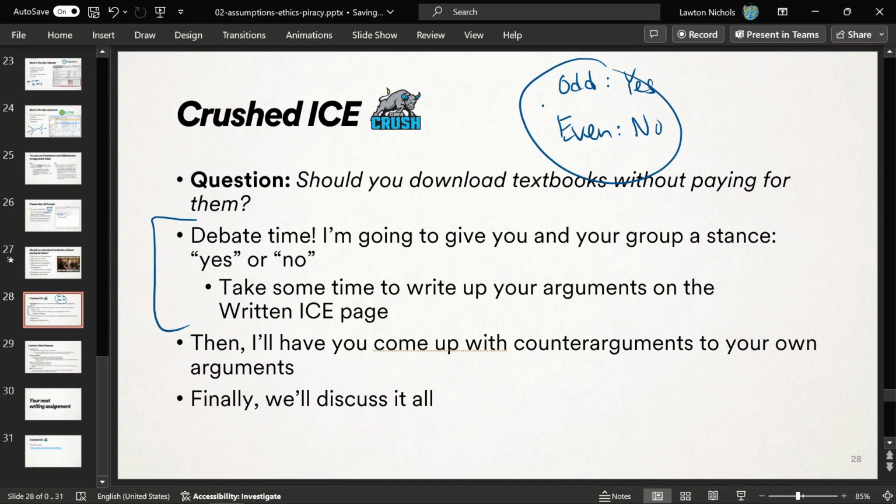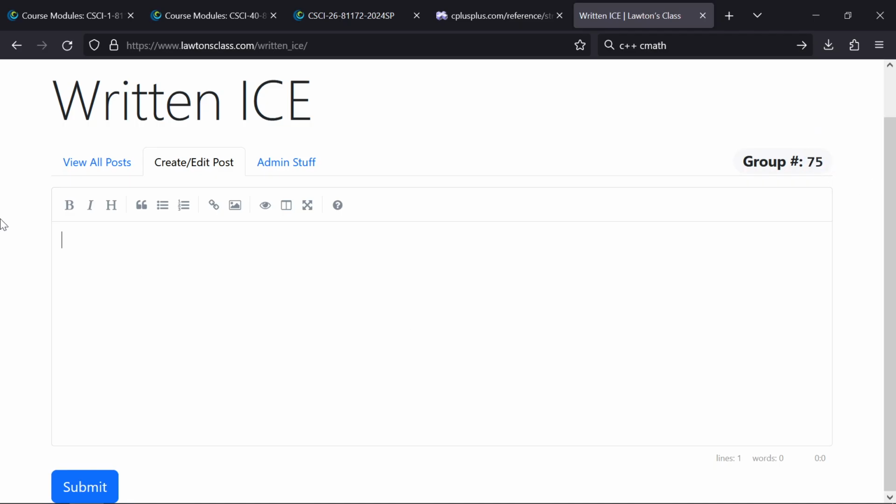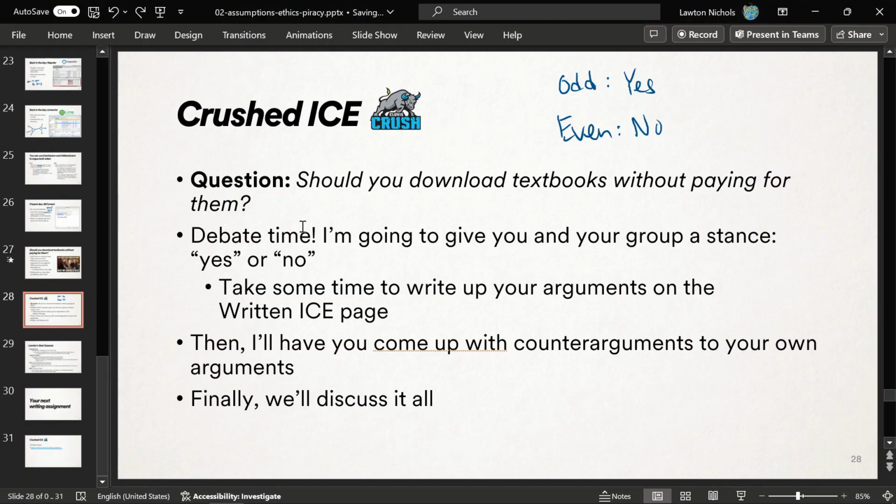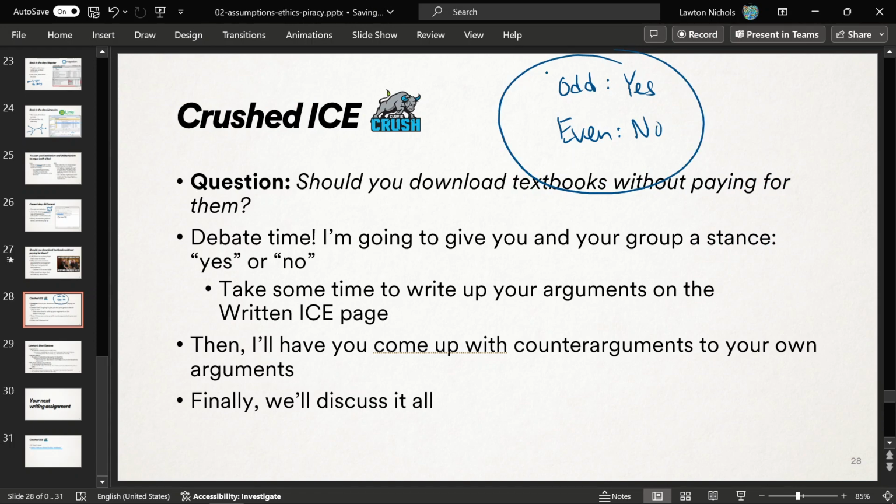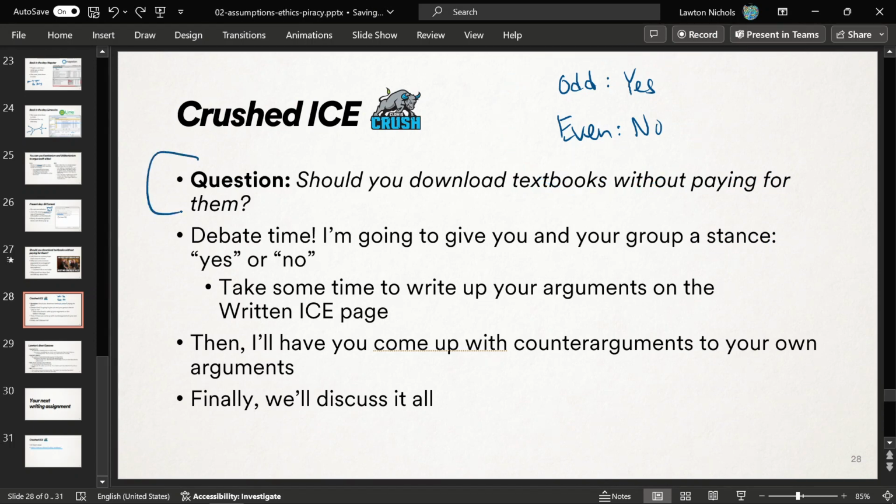So take a few minutes to get into groups, press that submit button to get a group number, and then you can start filling this in with some arguments. If you're an odd group, you'll come up with arguments for why you should be able to do this. It's a good thing. Piracy is a good thing for textbooks. If you're an even-numbered group, come up with some arguments, write them down, saying no, you should not be able to do this. It's a bad thing. So take a few minutes to get together and do that. Let me know if you have any questions. Please write them down.